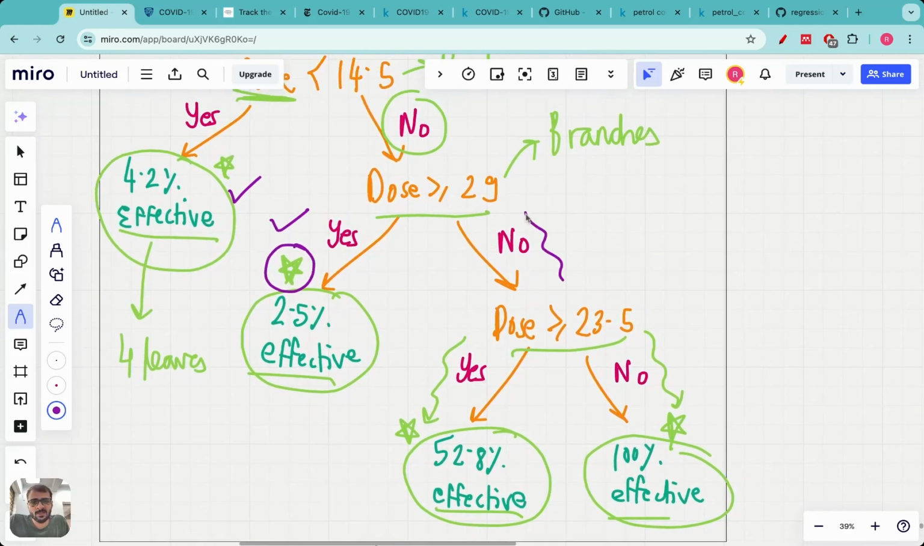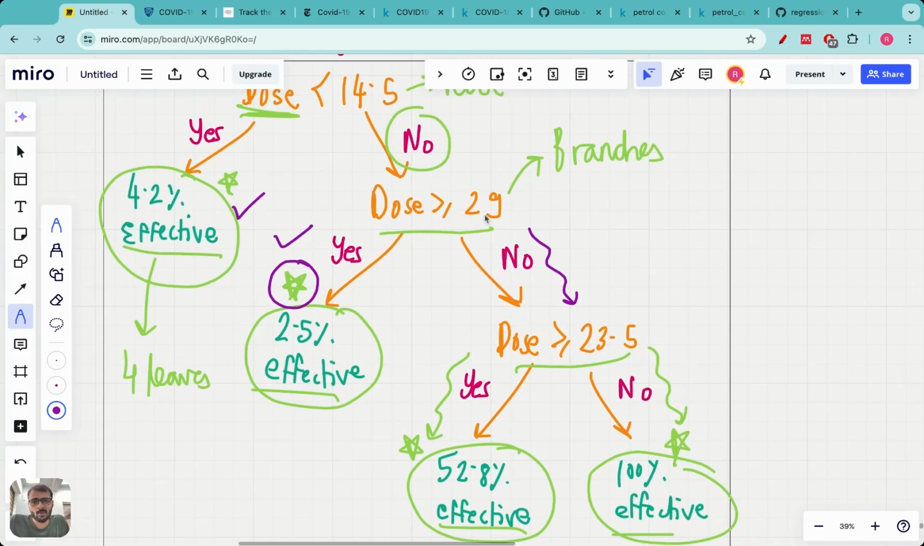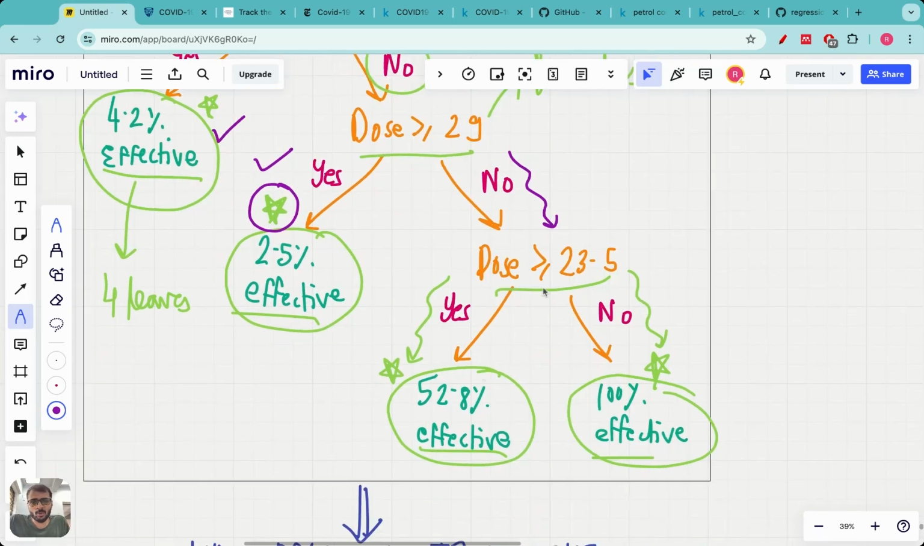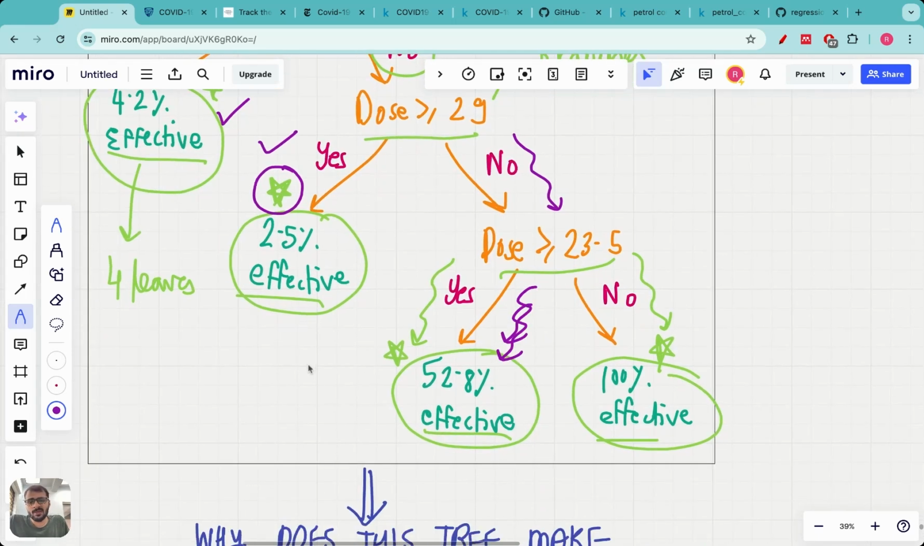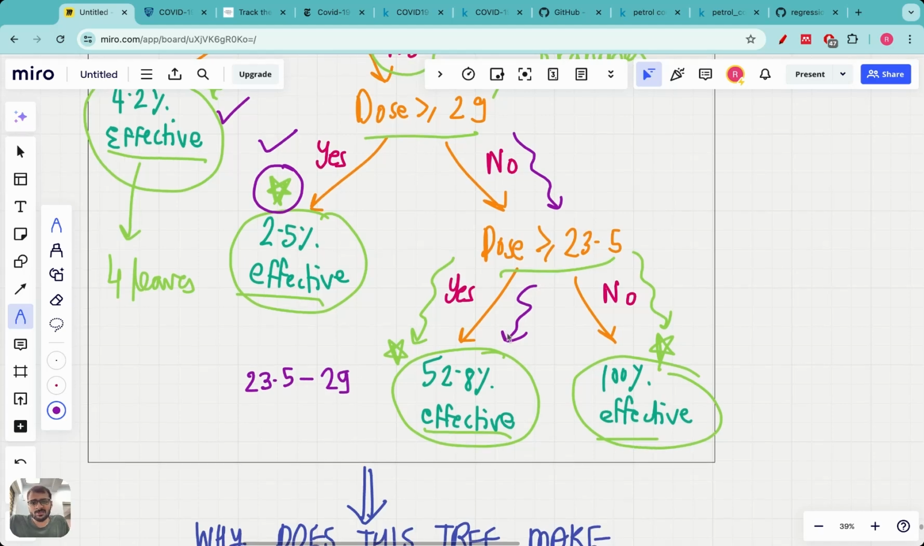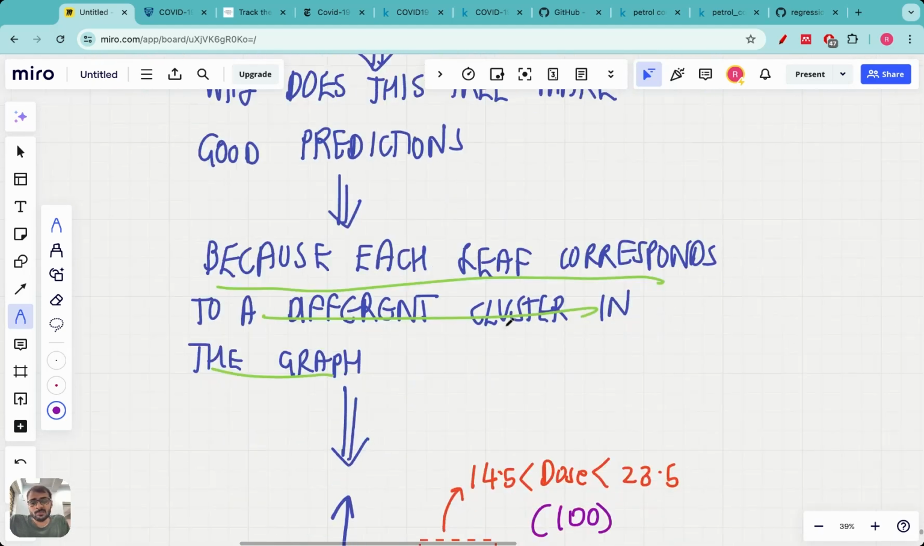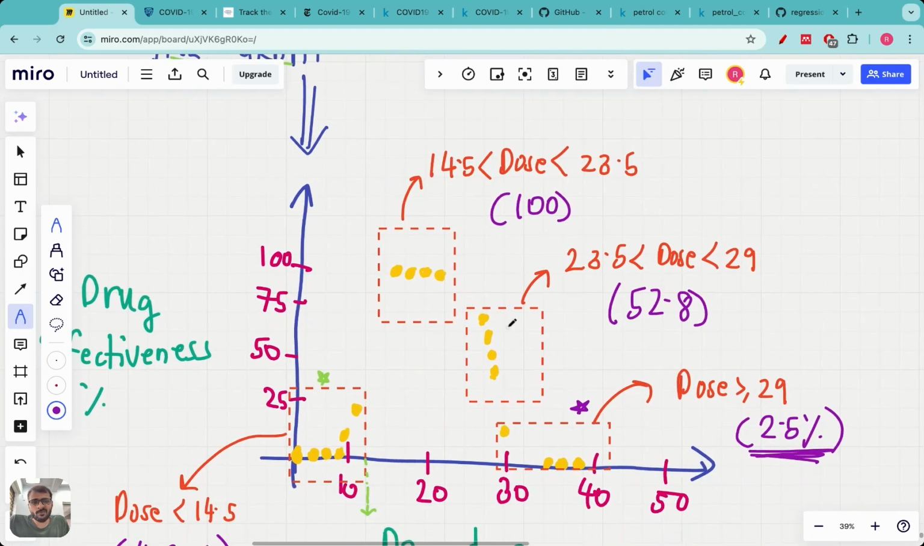Now let's go to this branch, which means dose is greater than 4.5, but dose is less than 29. And then we further classify and go to this branch. So this branch means that dose is actually between 23.5 and 29. So let's see which cluster that belongs to. So dose is between 23.5 and 29, so it actually belongs to this cluster, these 4 points over here.